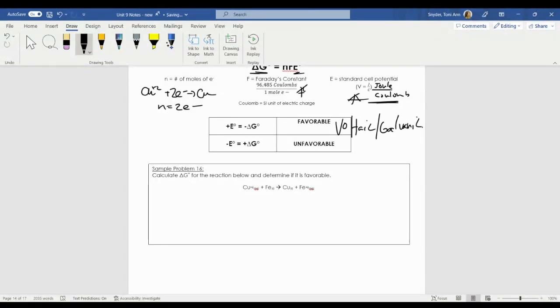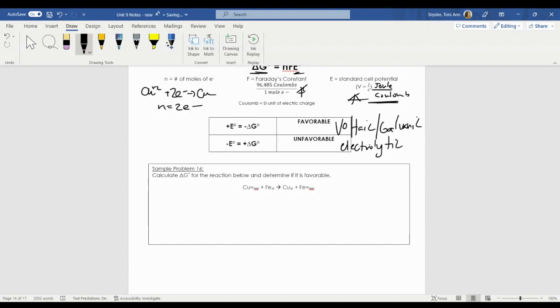On the other hand, if I have a negative value for my cell potential, this would have to be an electrolytic cell. So these reactions can still happen, but remember, I have to put electricity into those reactions in order for them to occur because they're not favorable otherwise.